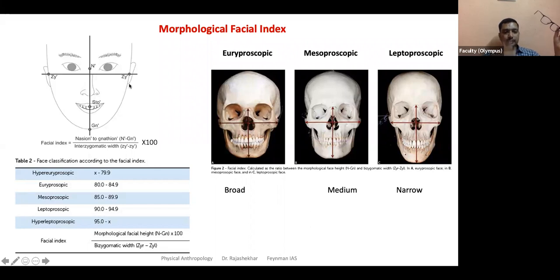interzygomatic width. So these are zygomatic bones. These two are zygomatic bones, the bones by your eye orbits, or beneath that, the cheekbones that you usually have here. The distance between zygomatic bones is called the interzygomatic width. From this part to this part, this width, this height, into 100. So very much like the cranial index, but they have taken facial features here.